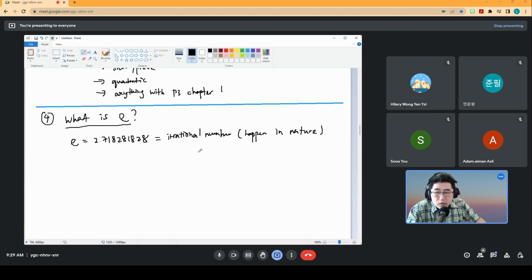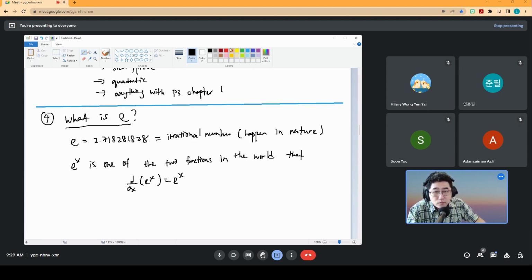And secondly, e^x is one of the two functions in the world that when differentiated, equals to itself. Differentiated, equal to itself.